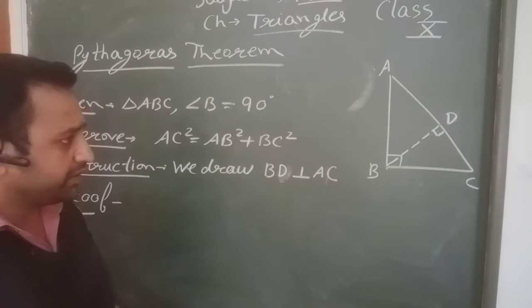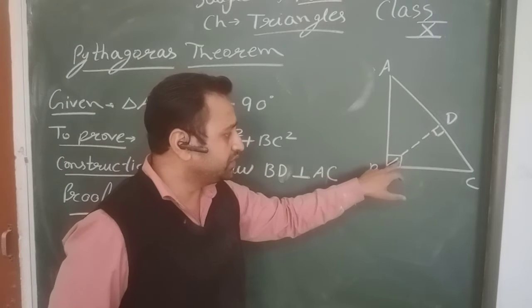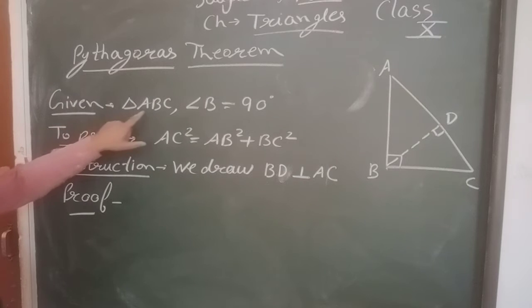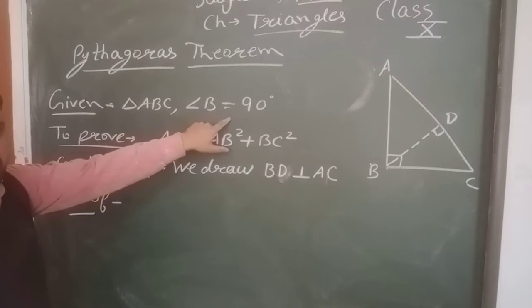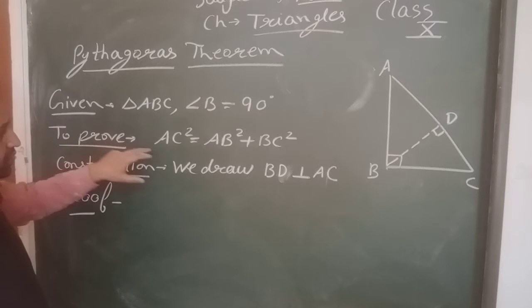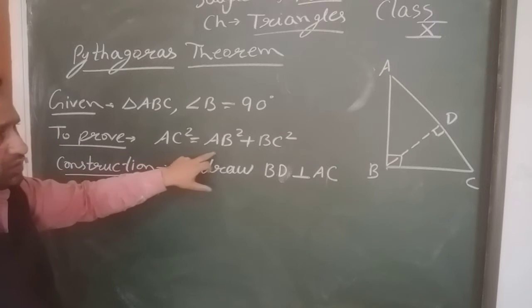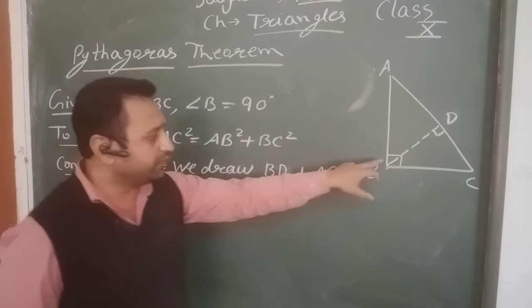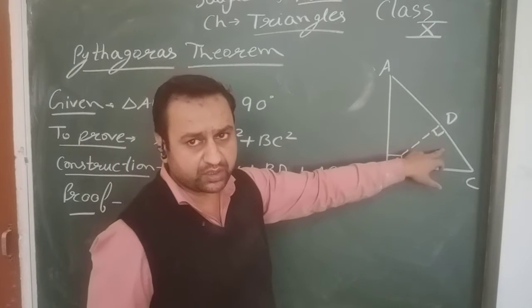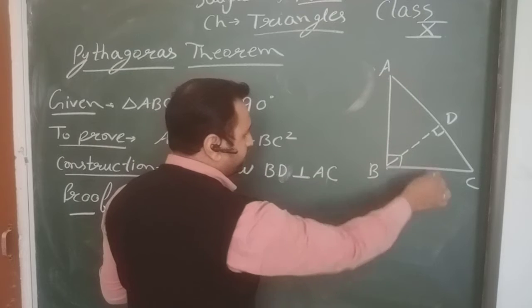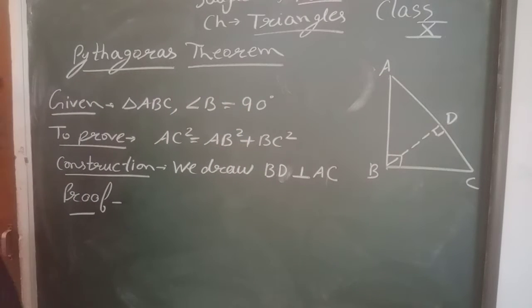So we draw a triangle ABC in which angle B equal to 90 degrees. Given triangle ABC in which angle B equal to 90 degrees, we have to prove AC square equal to AB square plus BC square. AC, the side opposite to 90 degrees, is called the hypotenuse, and the remaining two sides are AB and BC.